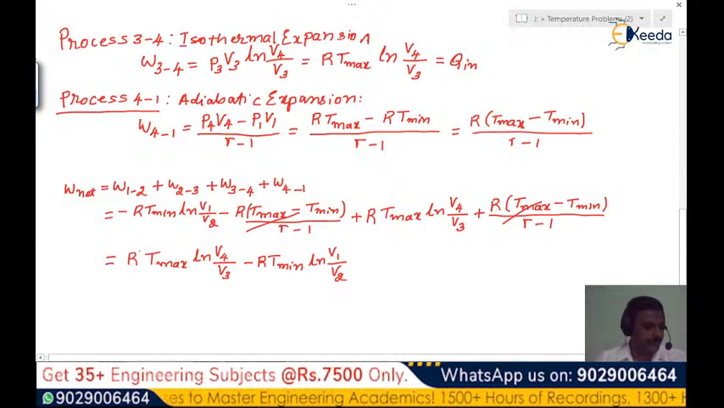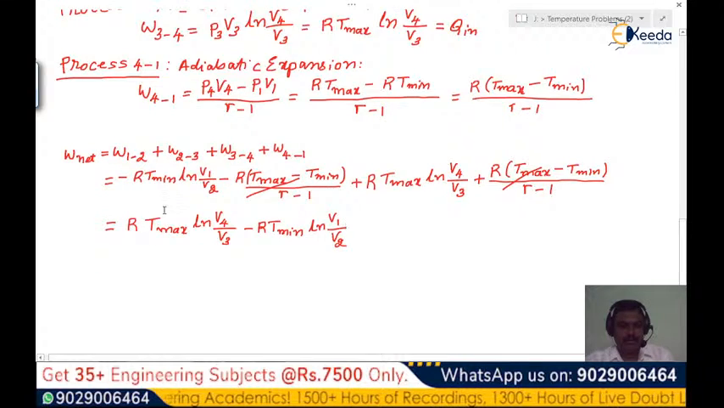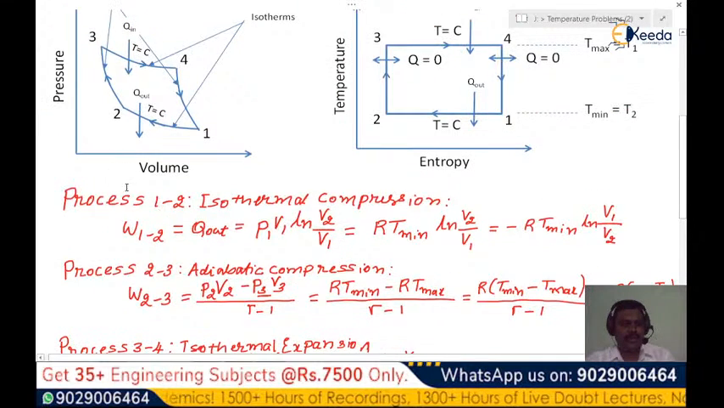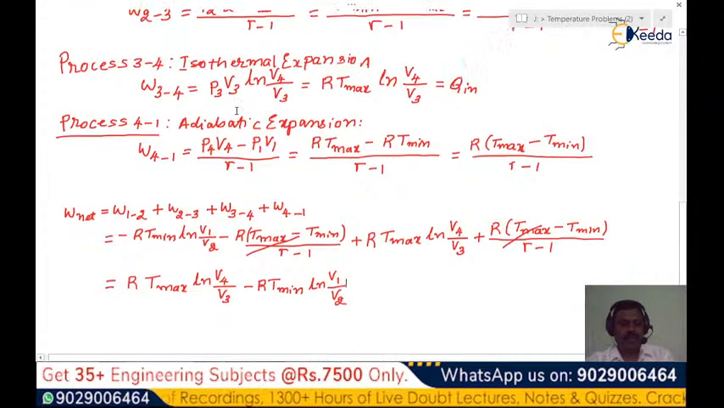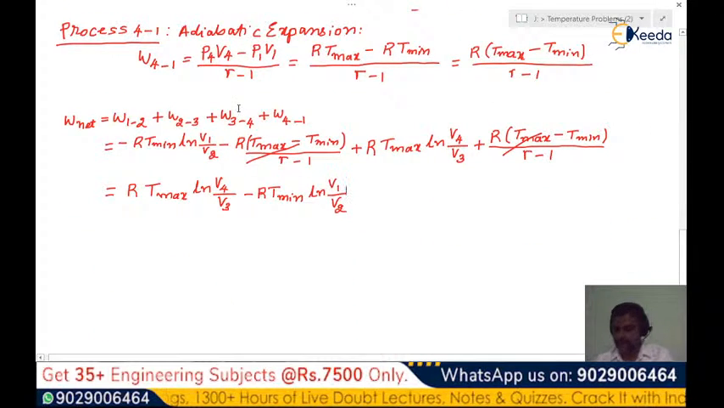And then next, for adiabatic processes 2 to 3 and 4 to 1, we can have a temperature and volume relation like this for the process 2 to 3.